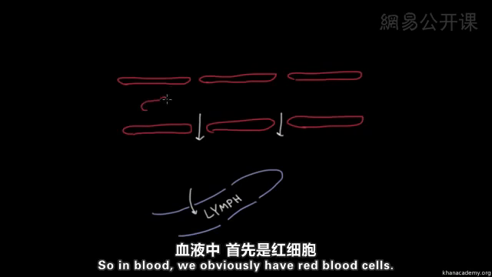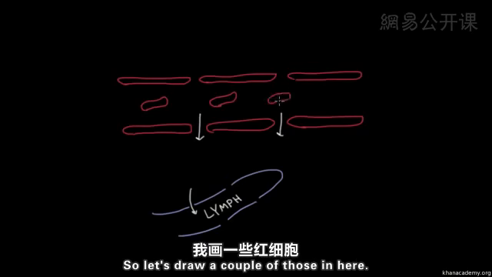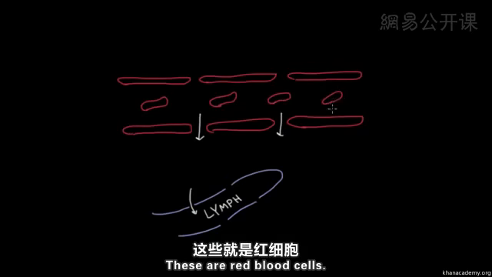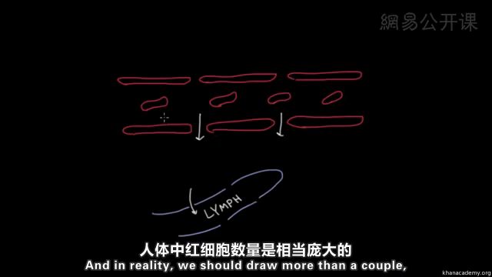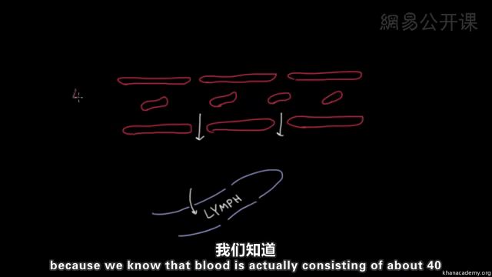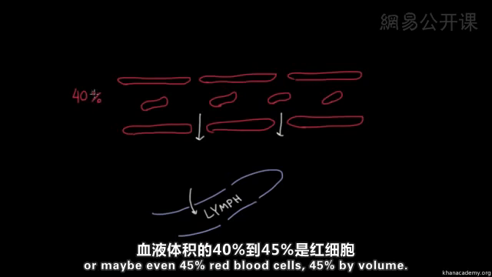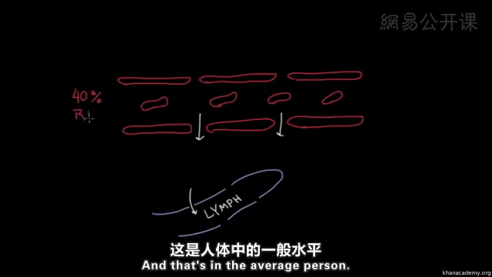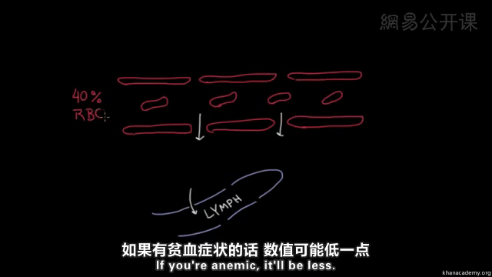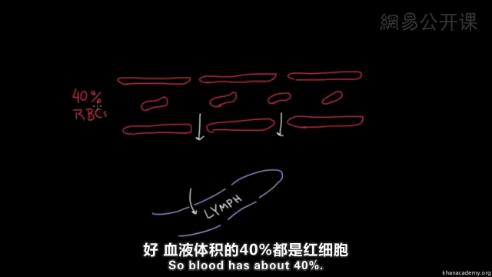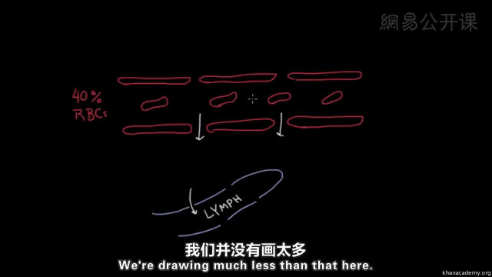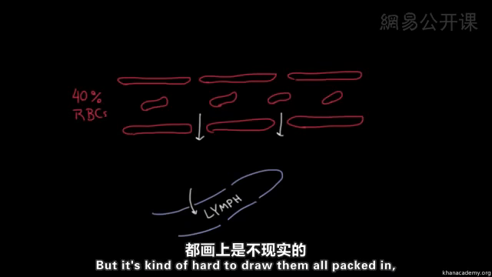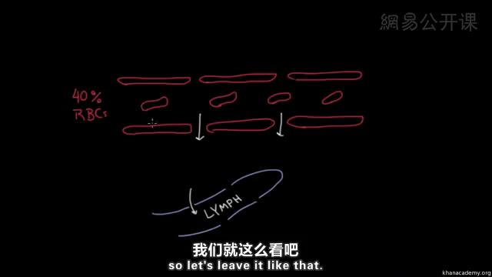So in blood, we obviously have red blood cells. So let's draw a couple of those in here. These are red blood cells, and in reality we should draw more than a couple because we know that blood is actually consisting of about 40 or maybe even 45% red blood cells, by volume, and that's in the average person. If you're anemic, it'll be less. So blood has about 40%. We were drawing much less than that here, but it's kind of hard to draw them all packed in, so let's leave it like that.